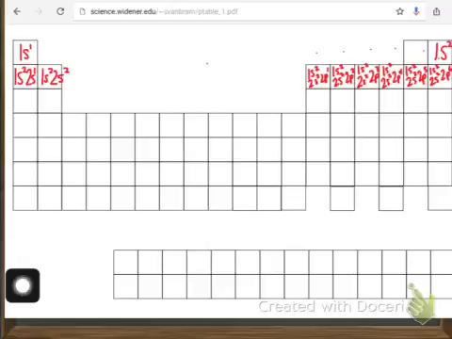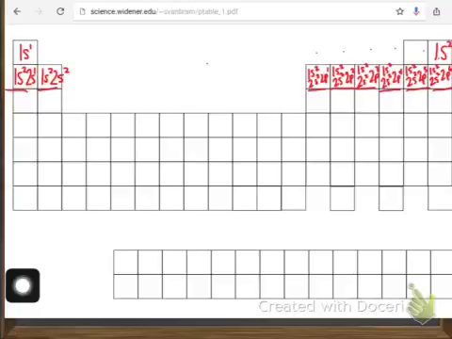Huh. So, what do you notice about the second period? What main energy level is it filling? 2. We're filling 2s1, 2s2. Here we start filling in 2p. And we get all the way over to 2p6 by the time we get to neon.